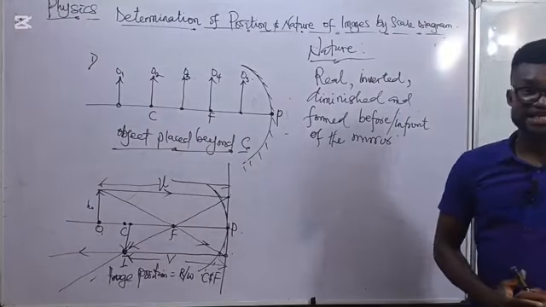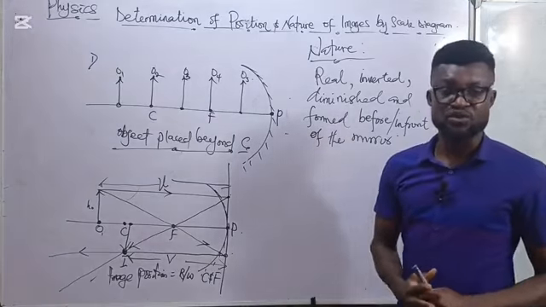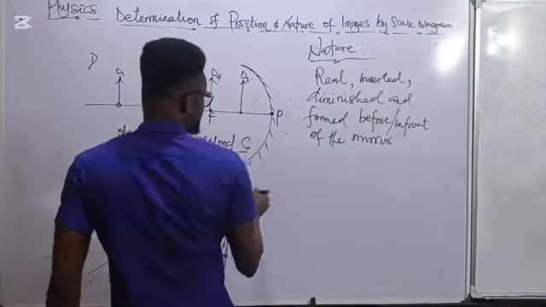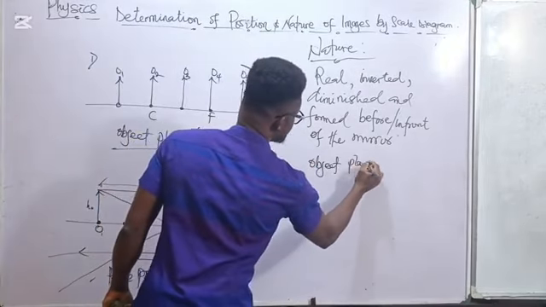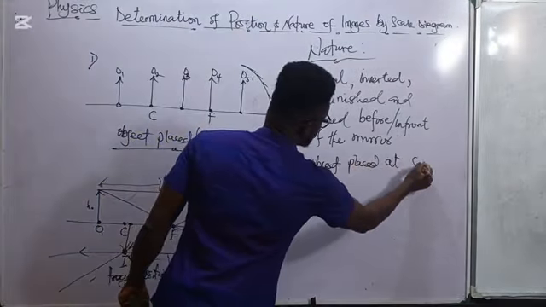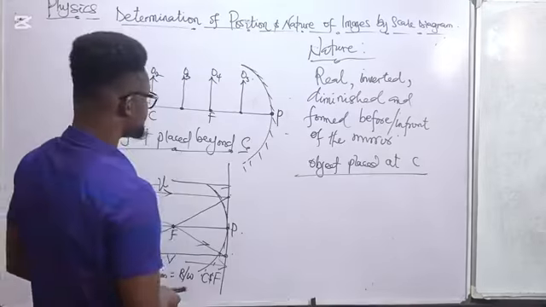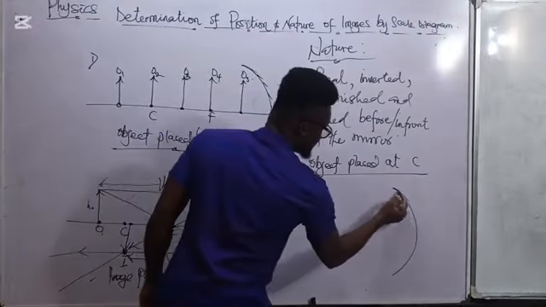So another case here: the object placed at C. What would now be the position of the image? So the second case here, object placed at C. What will be the position of the image? Now we have the mirror. So here is the mirror.